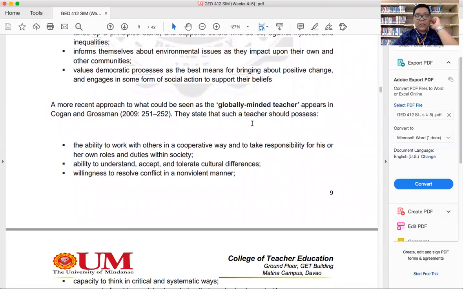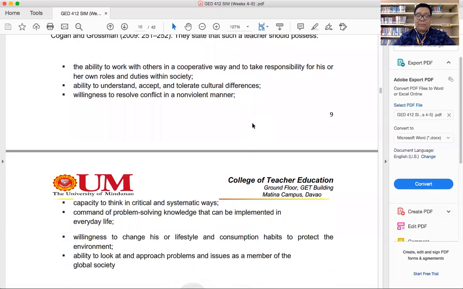Another thing is that a global teacher must have willingness to resolve conflict in a non-violent manner. If you're a global teacher, you know how to deal with issues professionally. Okay? He or she must also have the capacity to think in critical and systematic ways. As a global teacher, you are not bound to become a mediocre individual. You also need to have a command of problem solving knowledge that can be implemented in everyday life. Also, you need to have willingness to change your lifestyle and consumption habits to protect the environment.